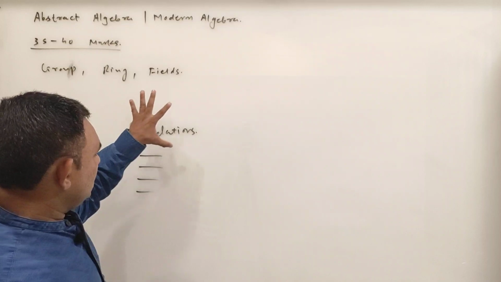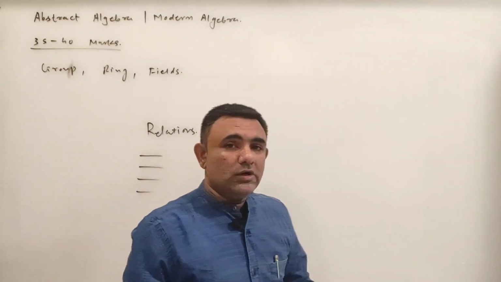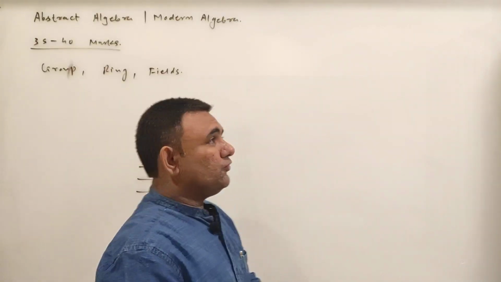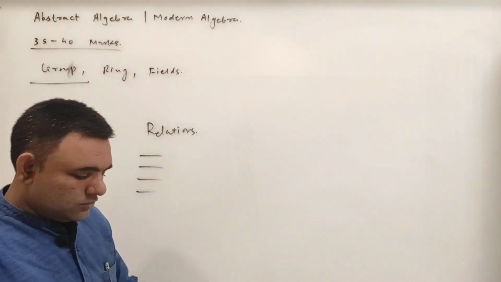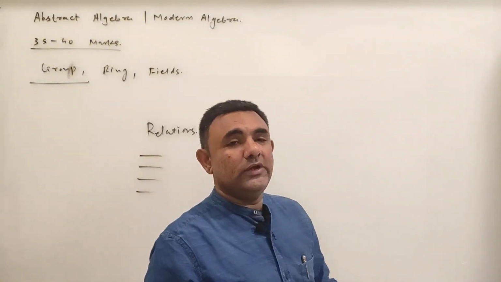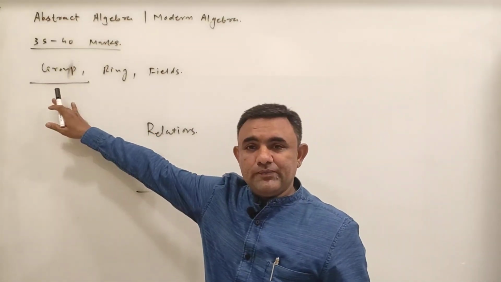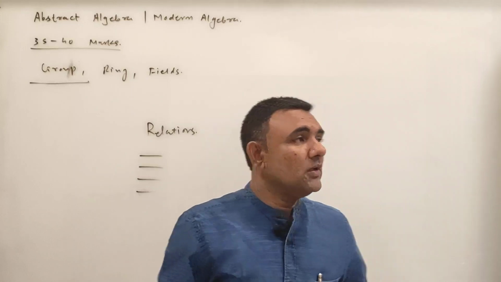So we will first start with relations, and then we will move to groups, and rings, and then fields. So first our object is group. So we start with relations, properly understand the group theory, then we'll move to the rings and then fields.